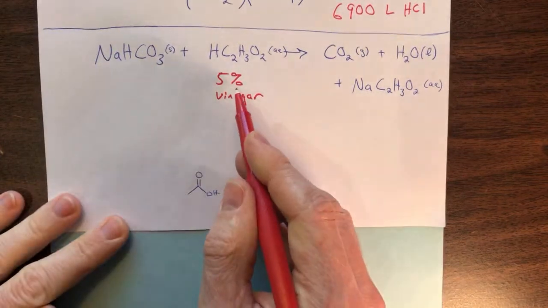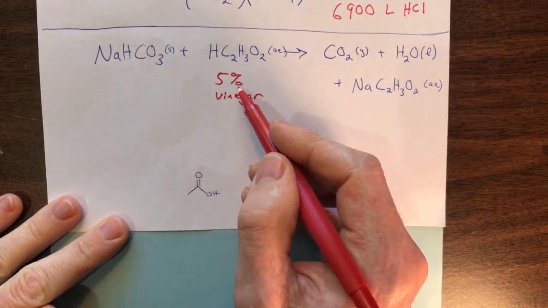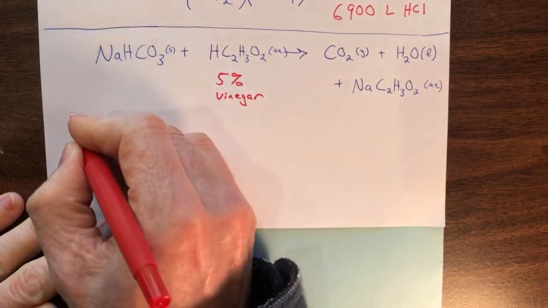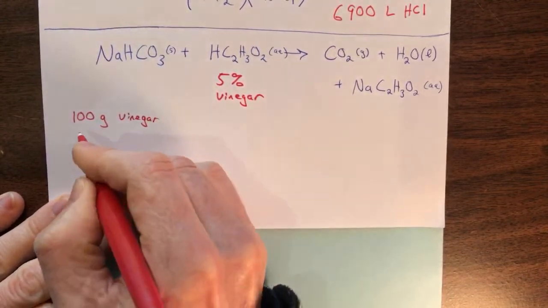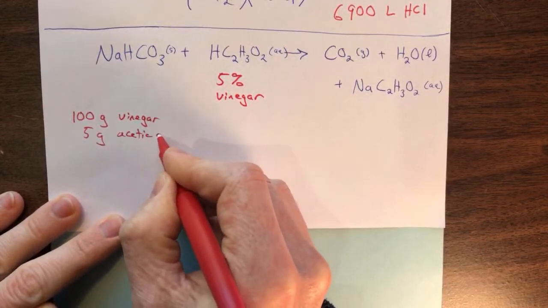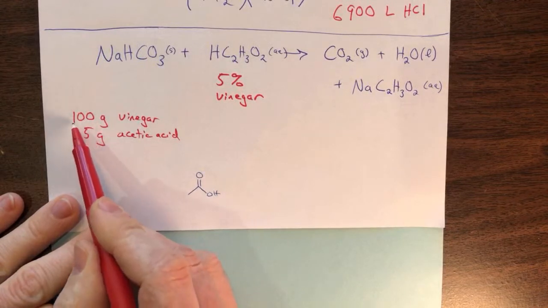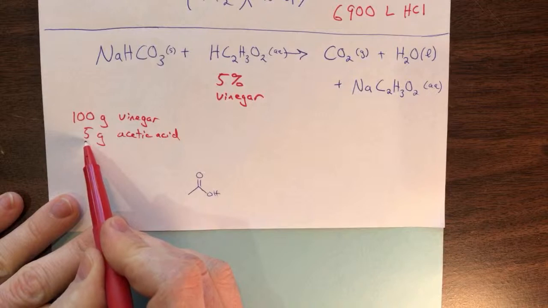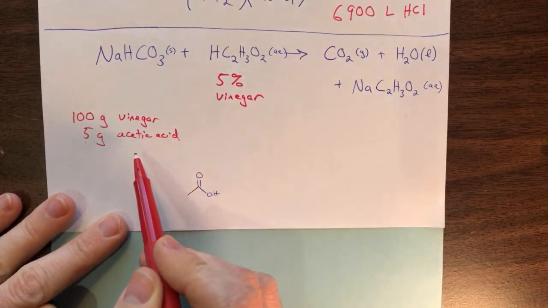All right, so 5%, what does that mean? That means that in 100 grams of this, you have 5 grams. So let's say if you have 100 grams of vinegar, that means you have 5 grams of acetic acid. That's what a percentage means. It means percent is per 100 of the total, 5 of it is the thing we're talking about, the acetic acid.